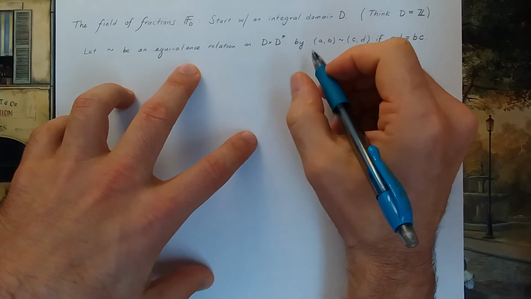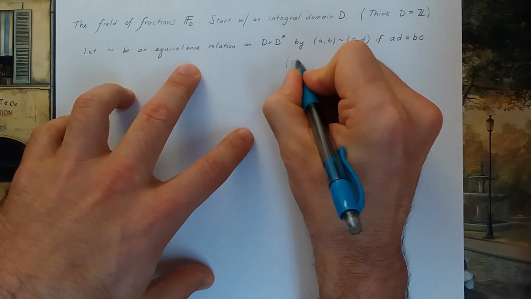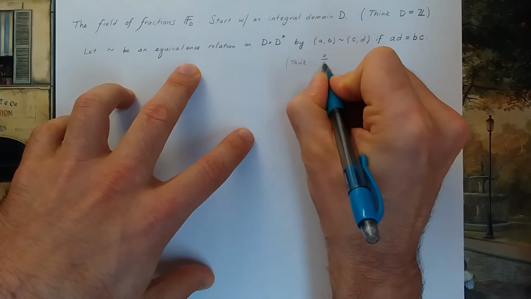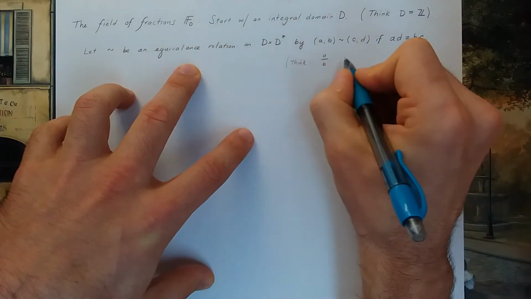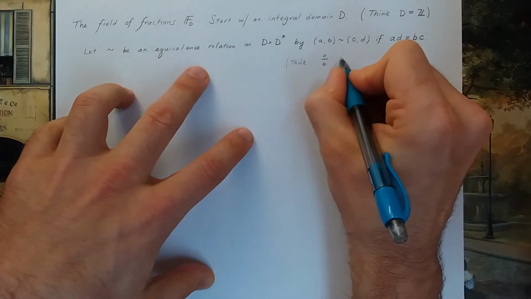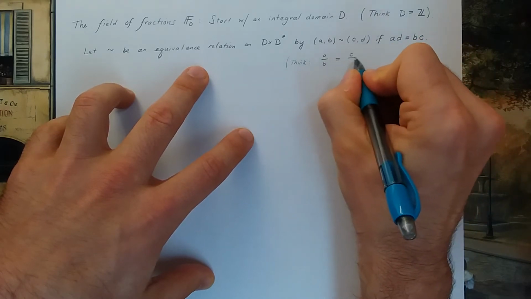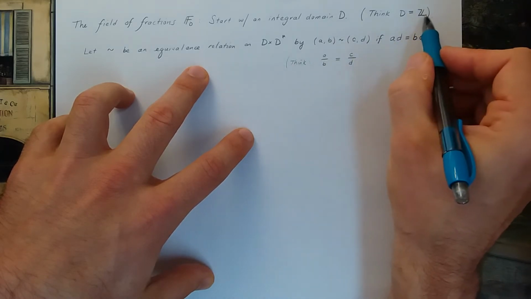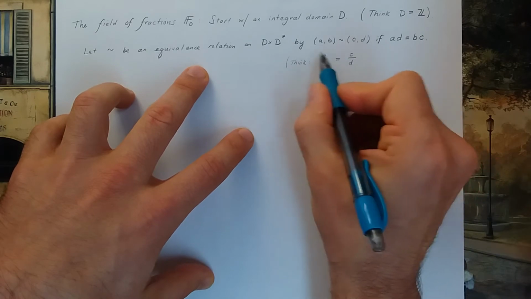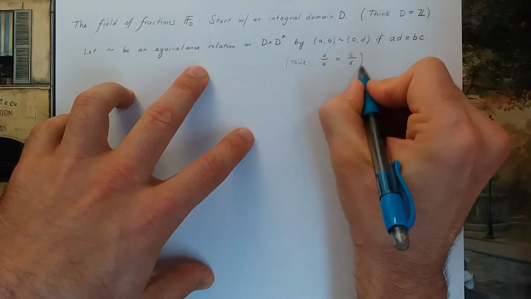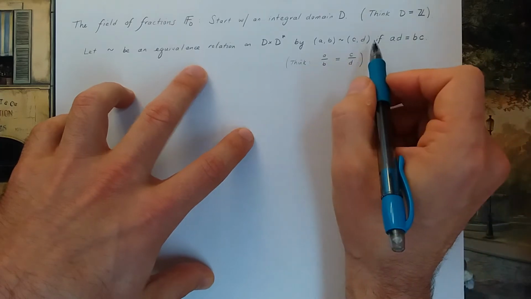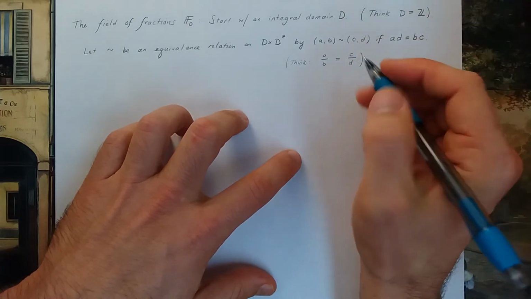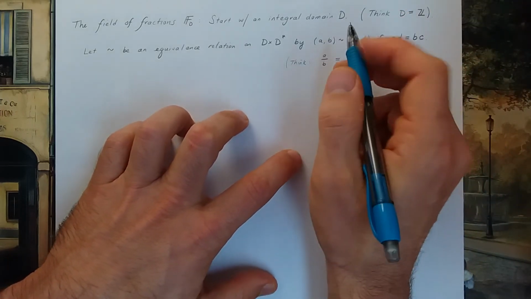Now what you should think here is A comma B is shorthand notation for the fraction A over B. And this equivalence is going to be equals C over D. Now, if you have regular fractions of integers, then this relation would say AD equals BC. So that's where this equivalence relation idea comes from. Technically, to prove it's an equivalence relation, you have to prove it's reflexive, transitive, and symmetric, but I'm not going to do that. It's a routine verification.